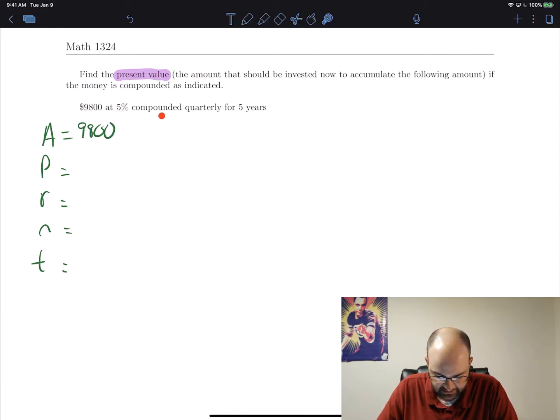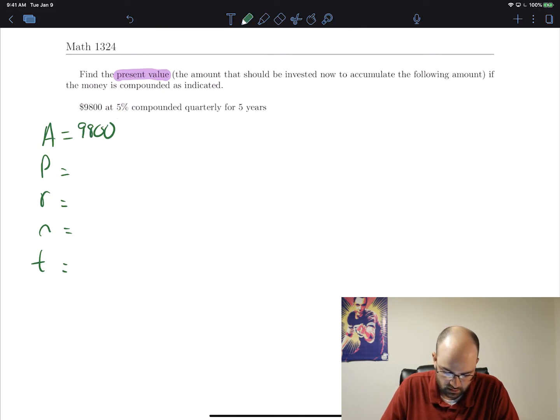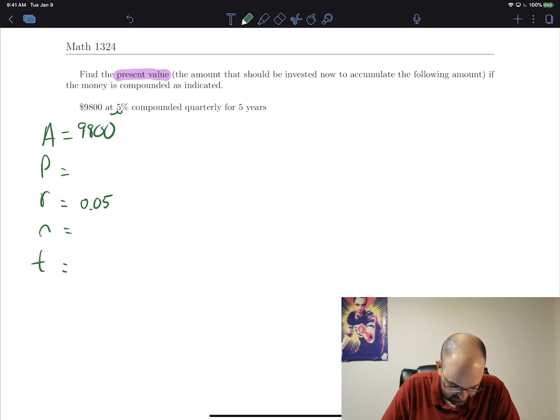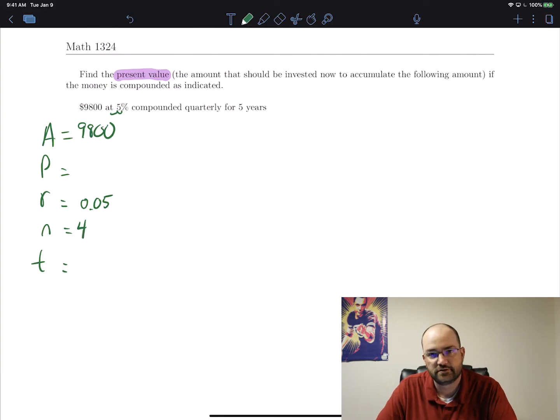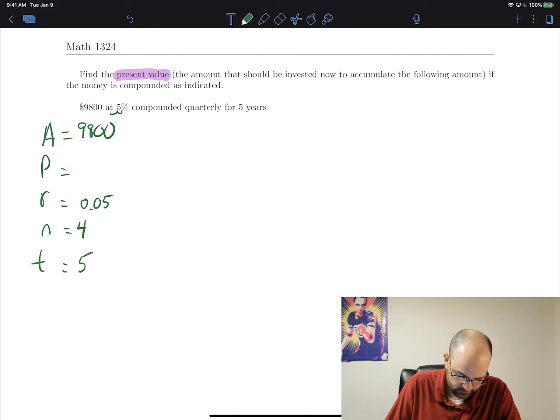The 5% compounded quarterly, well, the 5% is R, so R would be 0.05. Remember to move that to the left 2 places. Quarterly means N is 4, because there are 4 quarters in a year. In other words, there are 4 seasons in a year, aka 4 quarters in a dollar. And then, of course, for 5 years. So put the 5 there. And we don't know what P is. That's what we want to figure out.